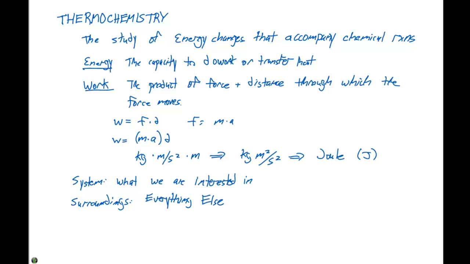So we can define the system as a coffee cup and the surroundings as everything else. The system can be the planet Earth and the surroundings can be everything else in our solar system. The chemist can define this, and we're going to look at how work or how energy is transferred from the system to the surroundings and vice versa. Okay?